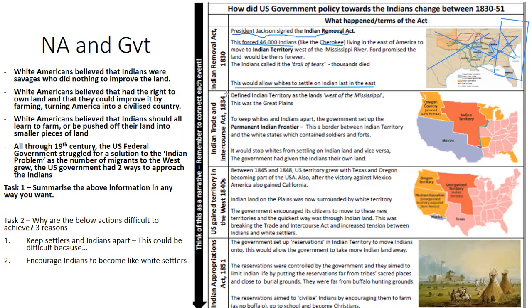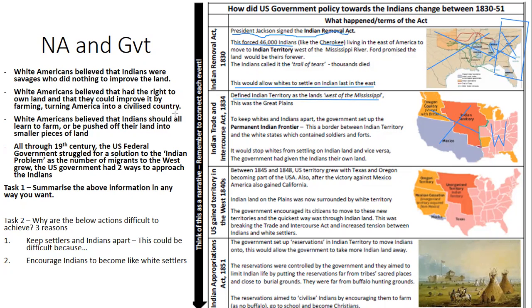By 1834, this is where this border became more defined and more official. So the Trade and Intercourse Act of 1834 defined Indian territory as the lands west of the Mississippi River. So anything west of the Mississippi River was classed as Native American land. And this would be where the white settlers will stay.